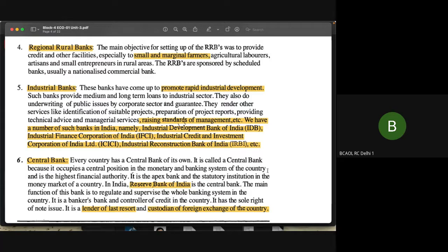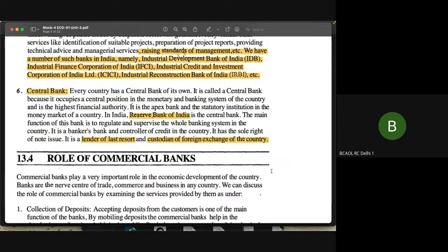And the central bank is the apex bank. It's the number one bank of a country. In our case, it's the RBI. It is the banker of the banks. It is the lender of last resort.